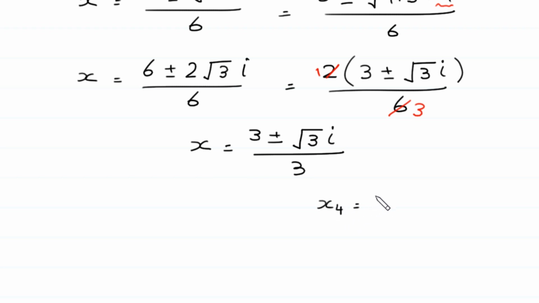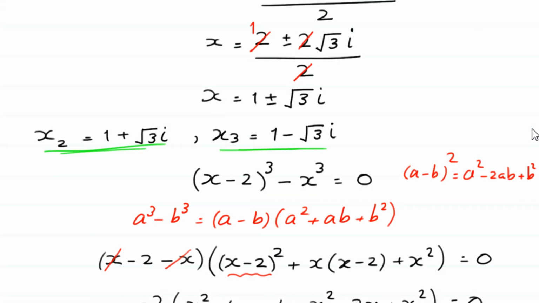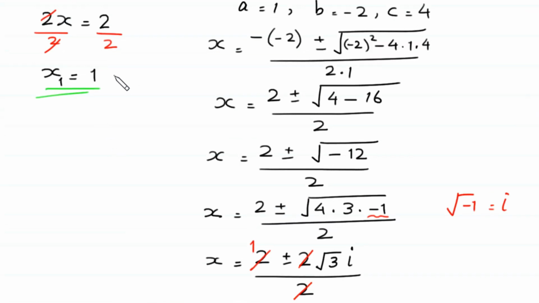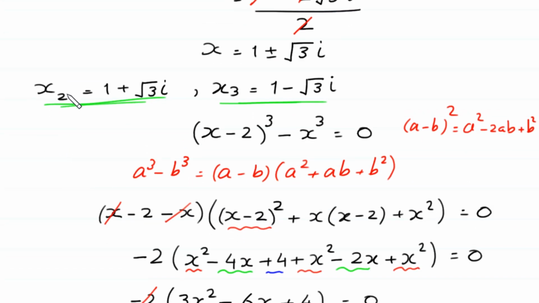So from here we get the other two values of x. x4 is equal to 3 plus square root of 3i divided by 3, and x5 is equal to 3 minus square root of 3i divided by 3. And the other three values of x are x1 is equal to 1, and x2 is equal to 1 plus square root of 3i, and x3 is equal to 1 minus square root of 3i.